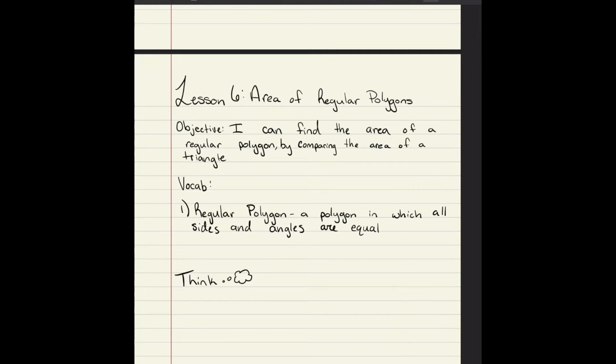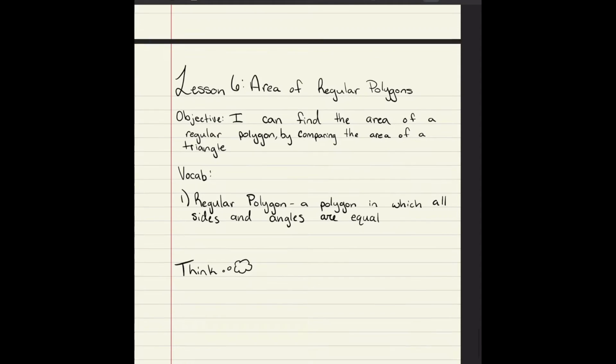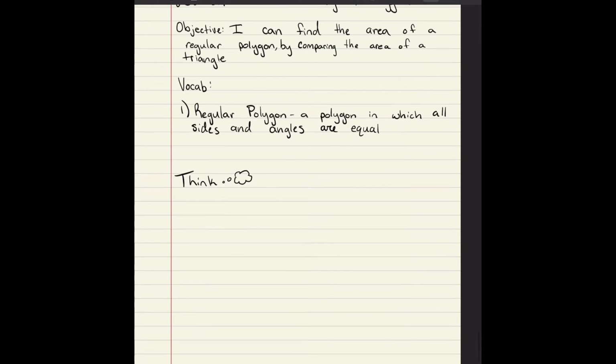This is area of a regular polygon. Your objective is: I can find the area of a regular polygon by comparing the area of a triangle. So our vocab word is regular polygon. A polygon in which all sides and angles are equal.